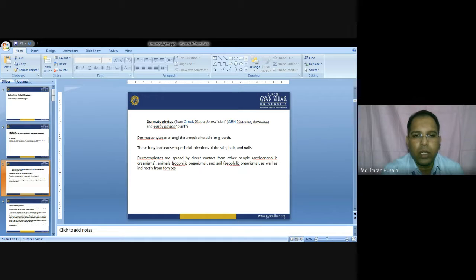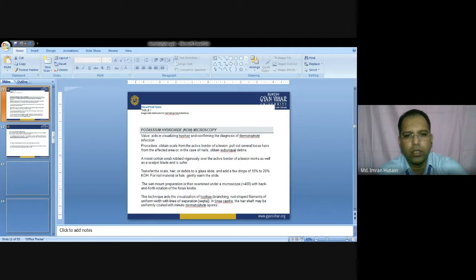Potassium hydroxide (KOH) microscopy aids in visualizing hyphae and confirming the diagnosis of dermatophyte infection. Other diagnostic modalities include Wood lamp examination, fungal culture, and skin or nail biopsy. So, what is potassium hydroxide microscopy? You should know that, and you must realize what the things involved in it are.